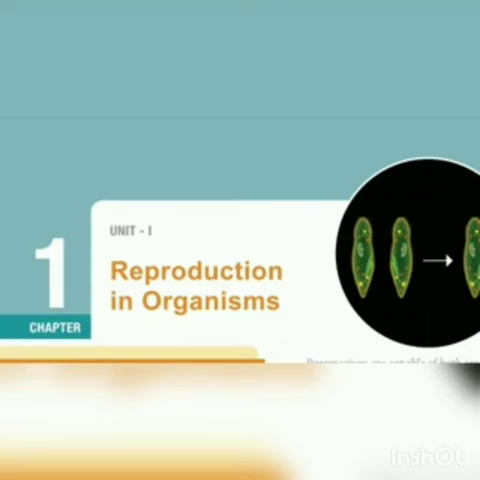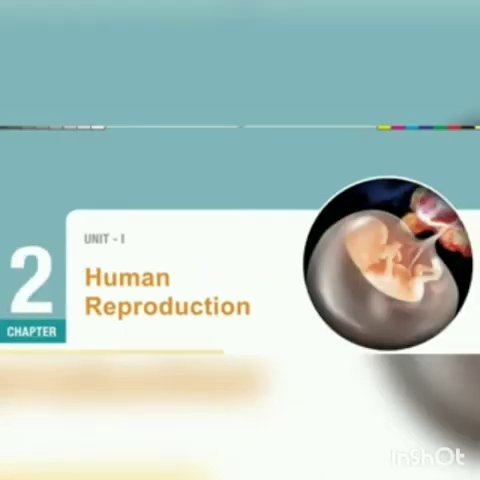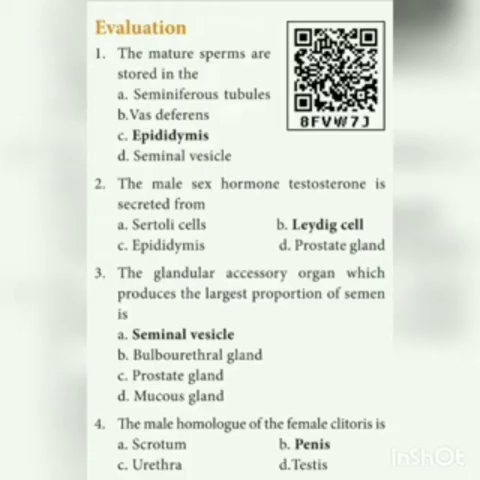Next we move on to the second chapter, human reproduction. In the second lesson, human reproduction, we will discuss the 1 mark evaluation. First one, the mature sperm are stored in the epididymis. Epididymis is a storage part of the male reproductive system. Second one, the male sex hormone testosterone is secreted from Leydig cells. Leydig cells secrete the testosterone.